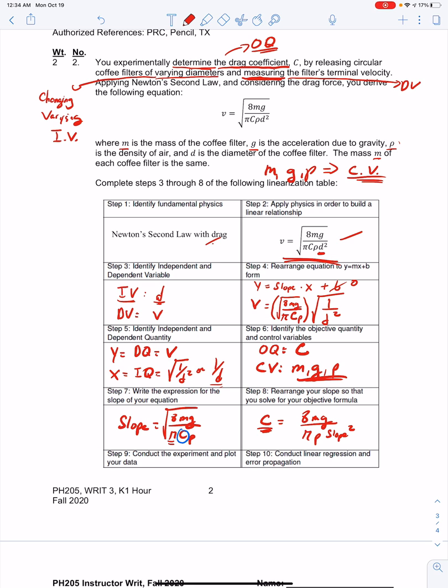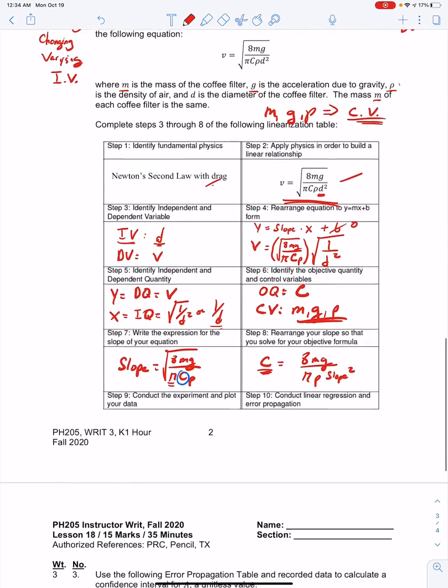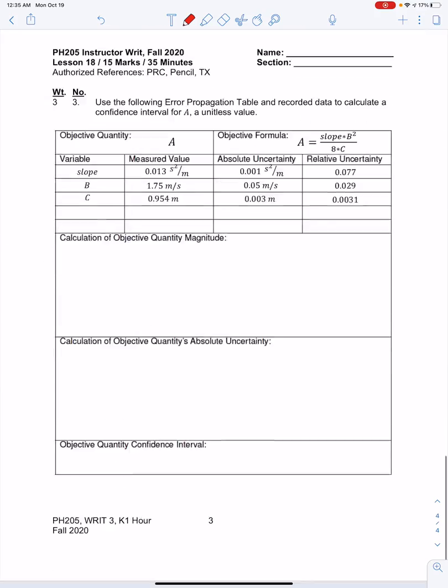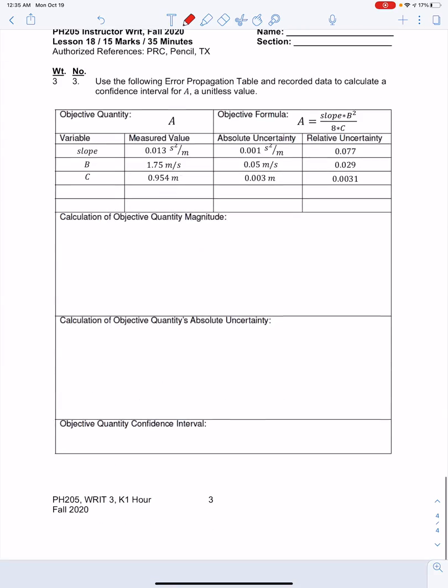That was step 8. And if you get this right, you get the table right. Done. You are done for this section. Congratulations. If you have any other questions, please let me know. Let's go now to the propagation of error, because I know a lot of people are struggling with this.